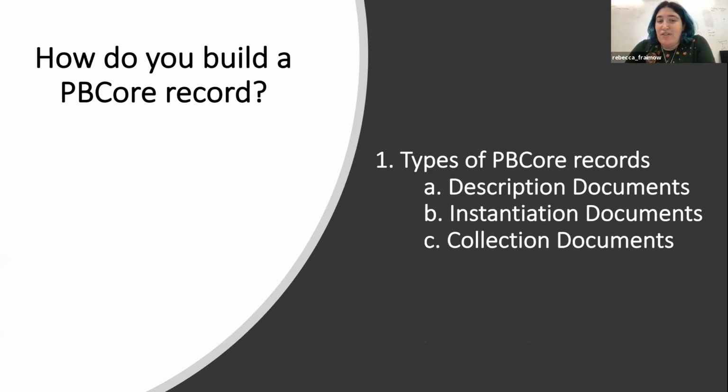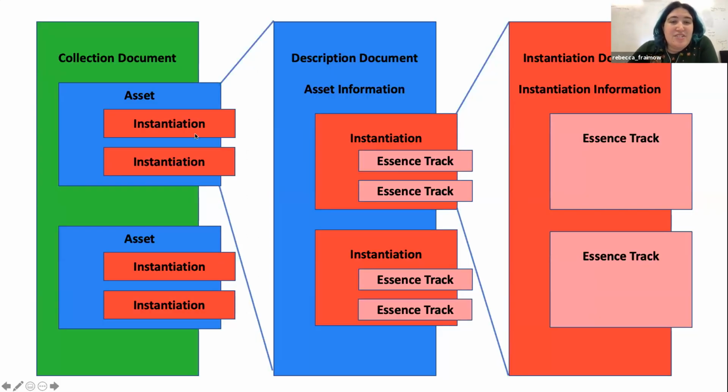So first, I'm going to focus on the different types of PBCore records. This is just a diagram that I think will help describe the different ways that a PBCore record can be built. So a description document is the main way that you'll see PBCore used. It's probably got the broadest functionality.